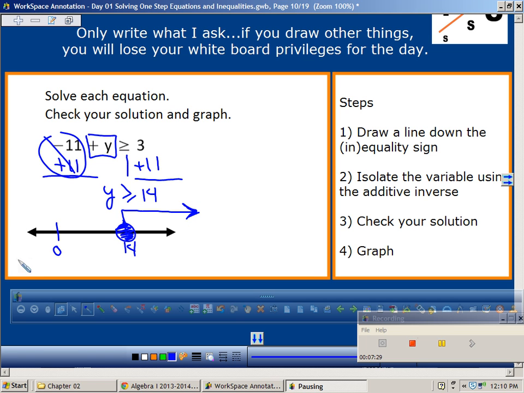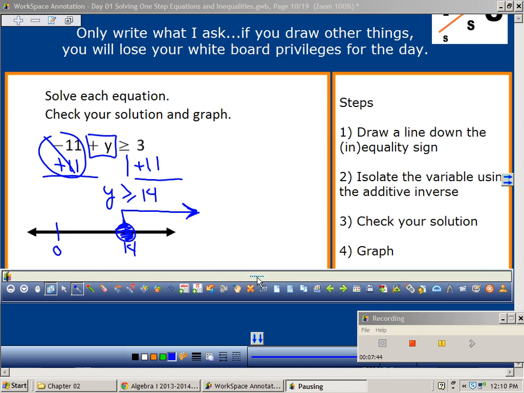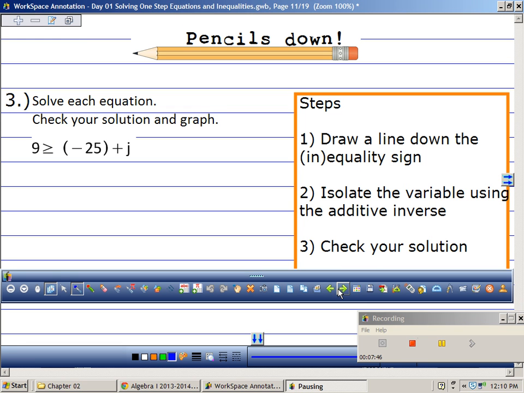Questions on this one? See how this, when you're using pencil, works a lot better than keeping it straight on that line? I can see for sure which direction it's going in, right? Okay, so make sure you do that on your homework as well.